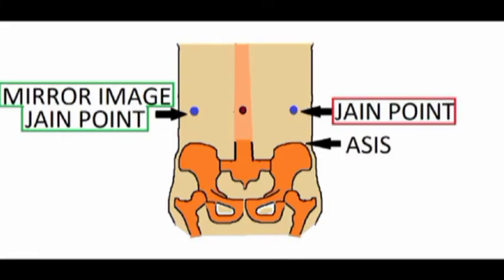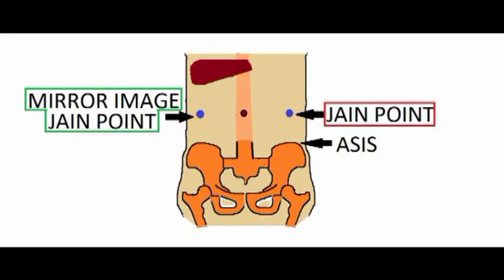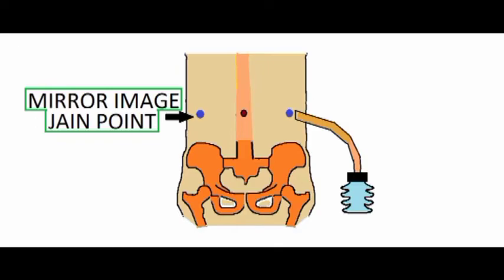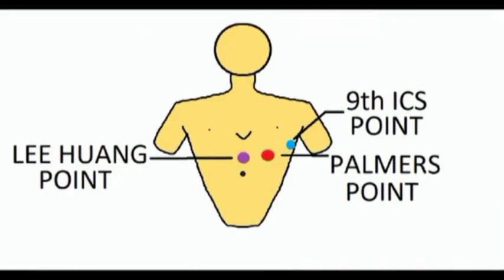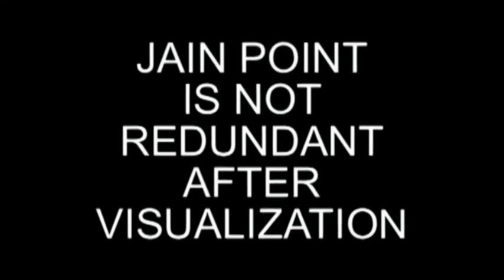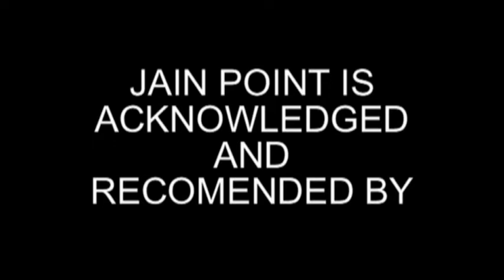Mirror image of Jain point, that is Jain point on right side, is also useful and can be used safely without chances of liver laceration in cases where left side Jain point is occupied by some scar or drain. Unlike Palmer's point, Lee Huang point, and a 9th intercostal space point, Jain point is not redundant after visualization. Jain point is acknowledged by many researchers and surgeons, including general surgeon, oncosurgeon, and urosurgeon.